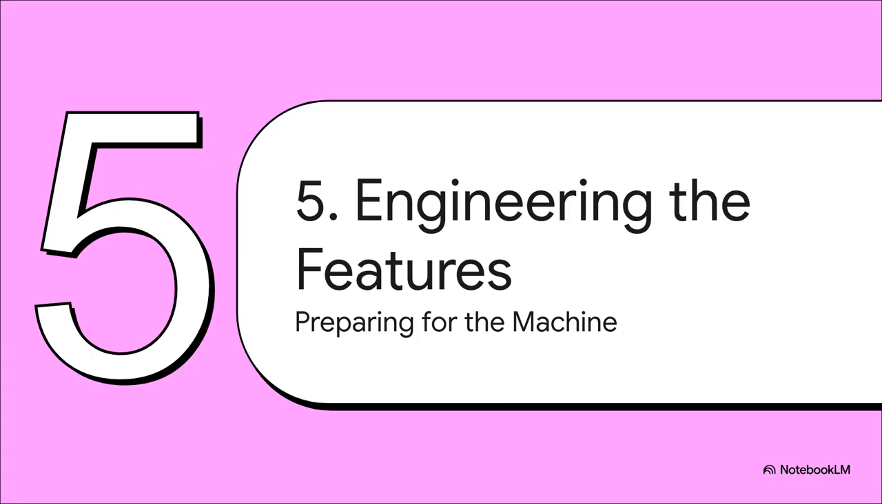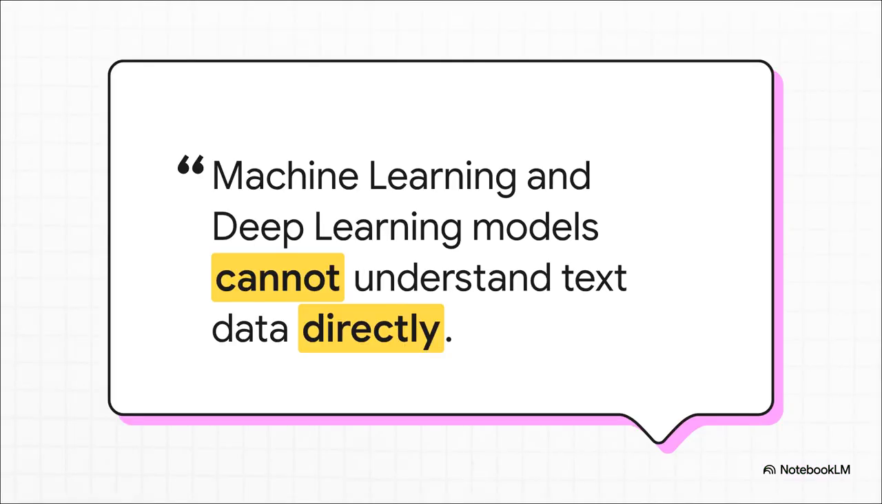Section 5, engineering the features. Okay, we've cleaned, tokenized, and normalized our text. Now we have to prepare it for the machine itself. And here is the fundamental reason why this next step is so critical. Machines are number crunchers. They live in a world of vectors and matrices. They don't understand words. Our text, even as clean as it is, is still not in a language they can speak.